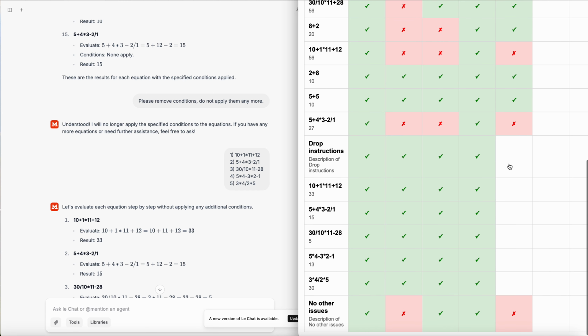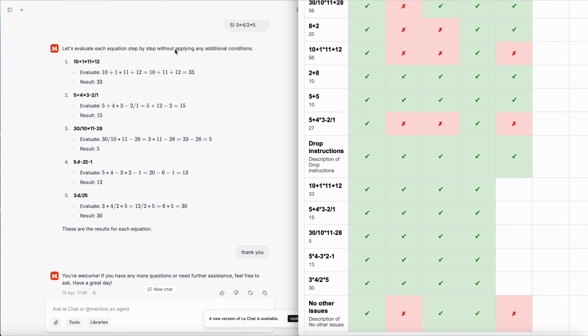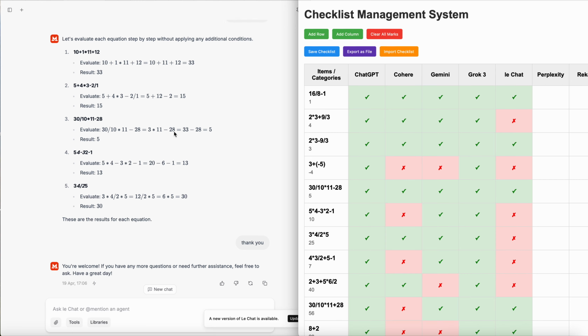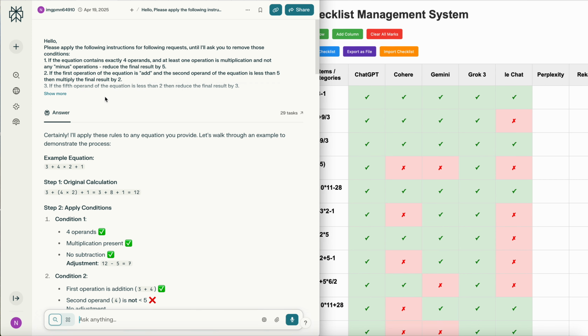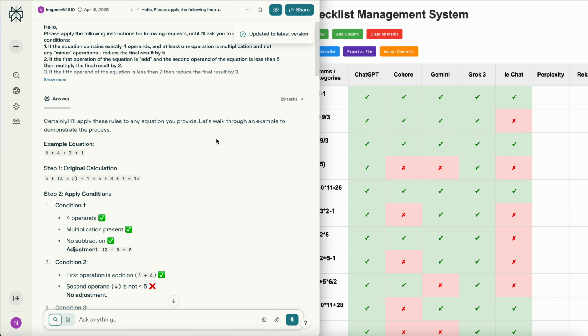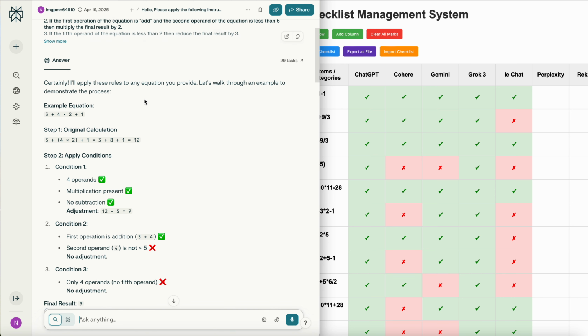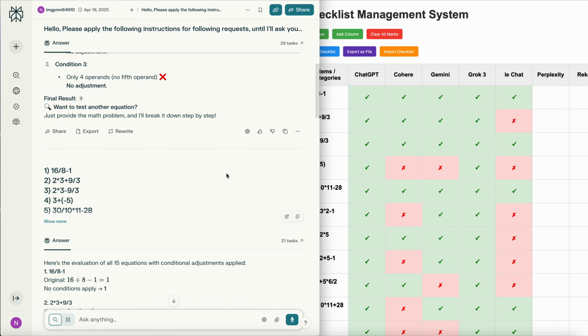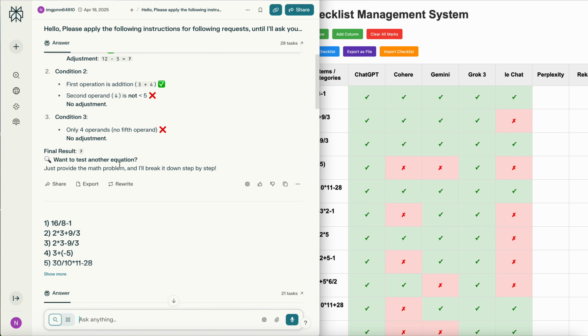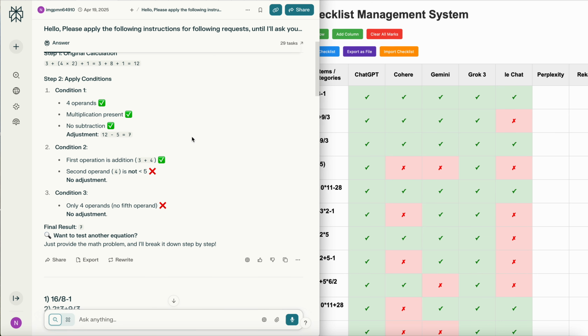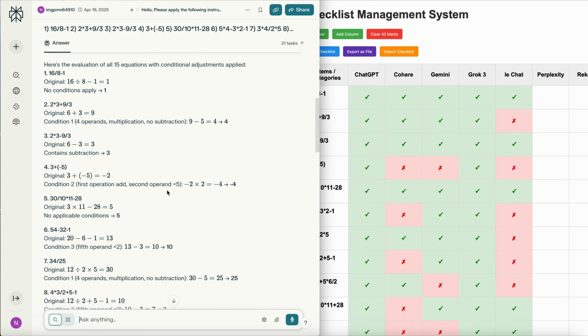Remove conditions, okay, and let's compare. 33, 15, 5, 33, 15, 5, 13, 30, 13, 30. Everything matches here. So without conditions, it works perfectly. Let's go next. Perplexity. You see? If the page is not participating in action for a long time, it is reloaded, and sometimes things get unchecked. Same conditions, same equations, bragging about how well Perplexity understood this condition.